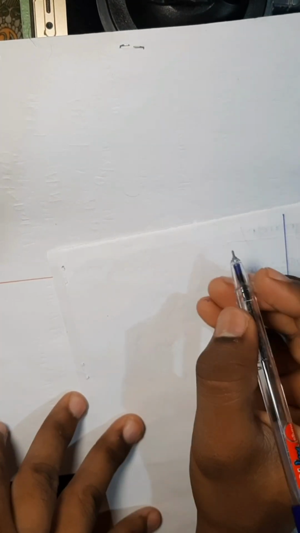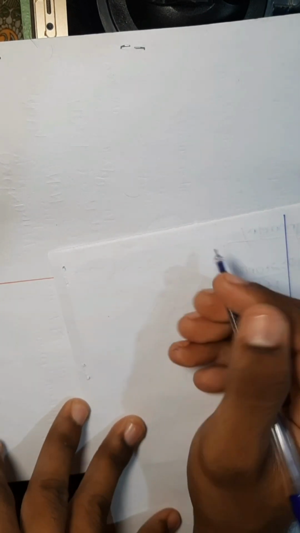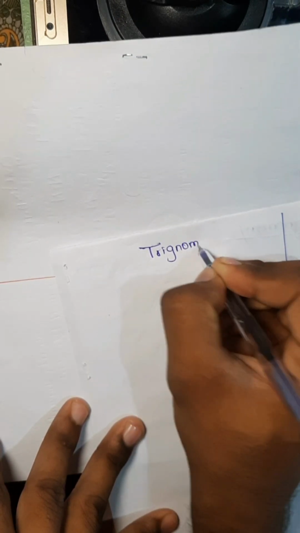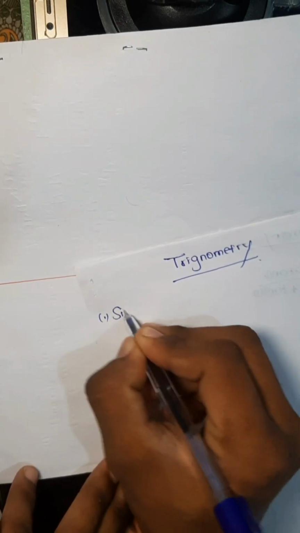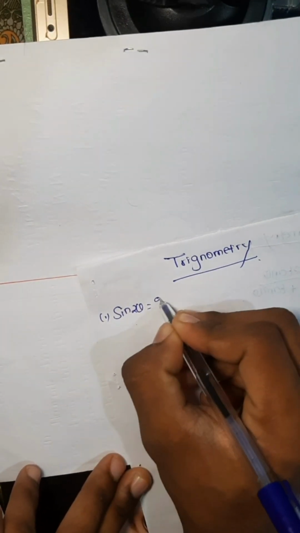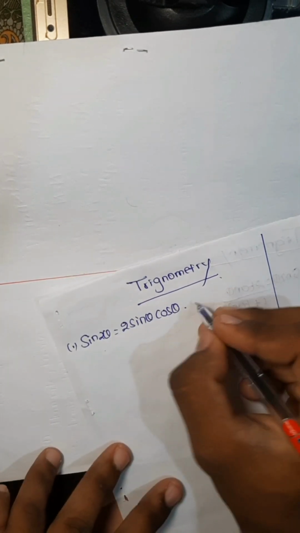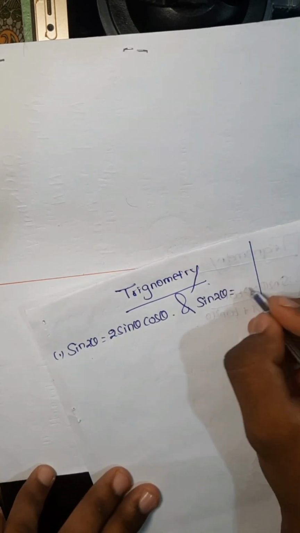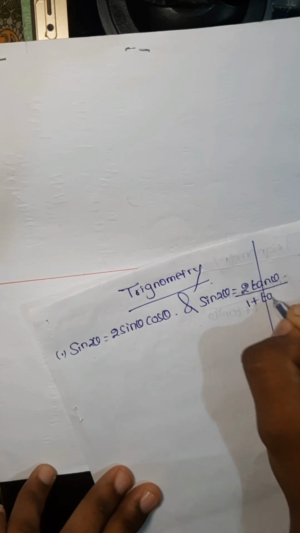Today we are going to discuss the basic trigonometric functions and basic concepts. First, sin 2 theta is equal to 2 sin theta cos theta, and sin 2 theta is also equal to 2 tan theta over 1 plus tan square theta.